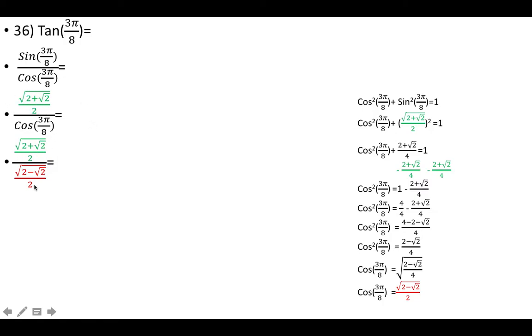Anyways, I plugged in now for my sine and cosine. Remember, when you divide two fractions, you use the flip and multiply rule. The 2 in the top cancels with the 2 in the bottom, and what you're left with on top is this, and this at the bottom. So there we go. That's your tangent of 3 pi over 8.